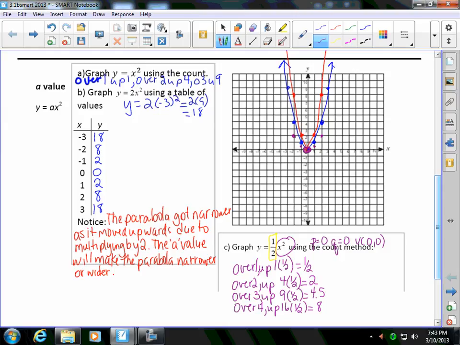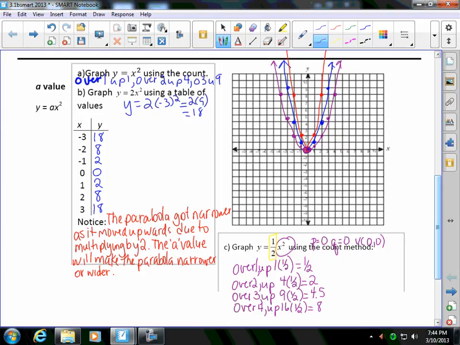Then we go over 3, up 4.5, so over 3 up 4.5 is about there, and over 3 to the left, 4.5, puts us about there. And then the last one we did was over 4 up 8. So then we do the same on the left, over 4 up 8. So then we connect our dots this way, and we have our parabola all finished.